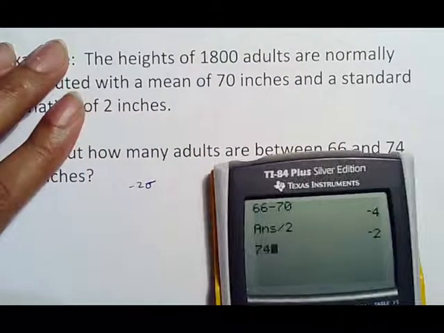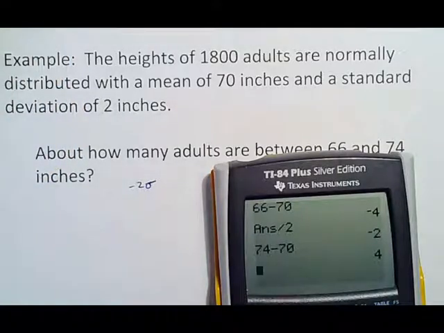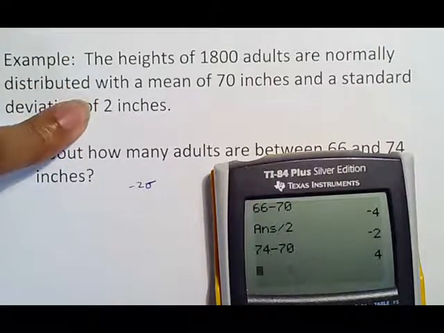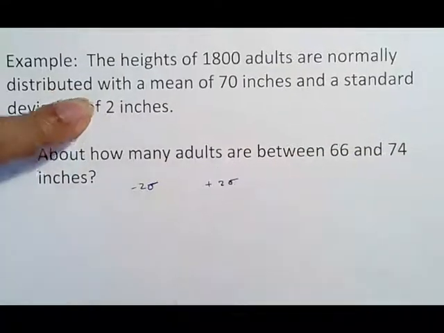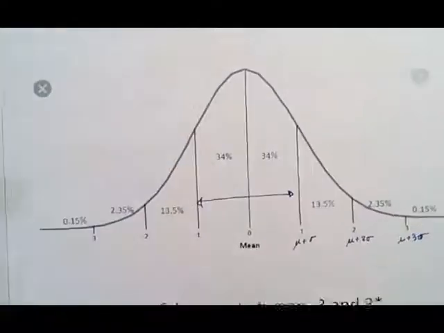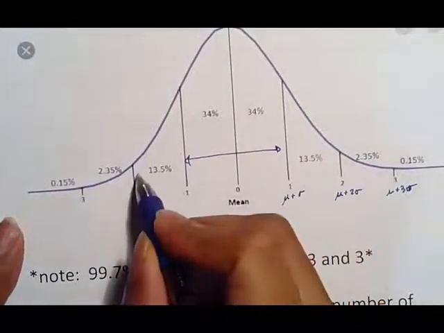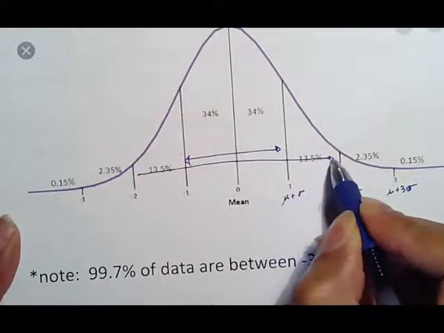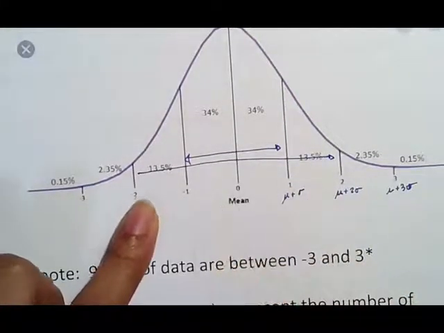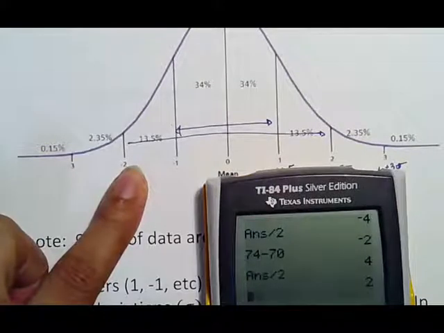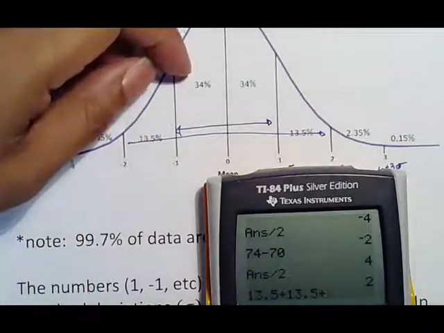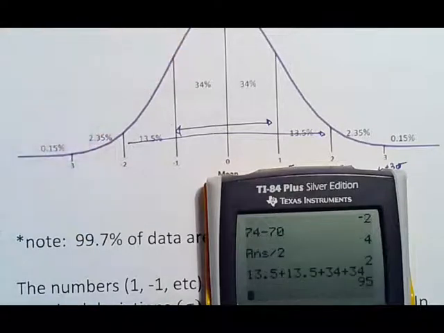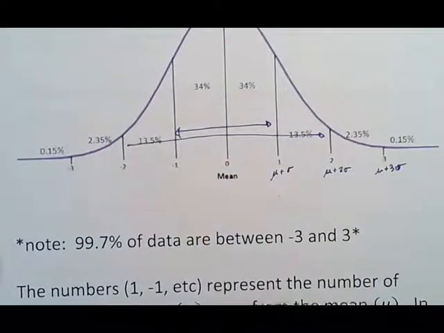74, of course, is 4 away from 70. I don't think I need to do this, but just for the sake of making sure we go through the process, knowing that the standard deviation is 2, that means that this is also 2 deviations. And so going back to your picture, we are going from -2 all the way over to +2, which means we have these percentages included, which is 13.5 plus 13.5 plus 34 plus 34, which is going to be 95% of your population.